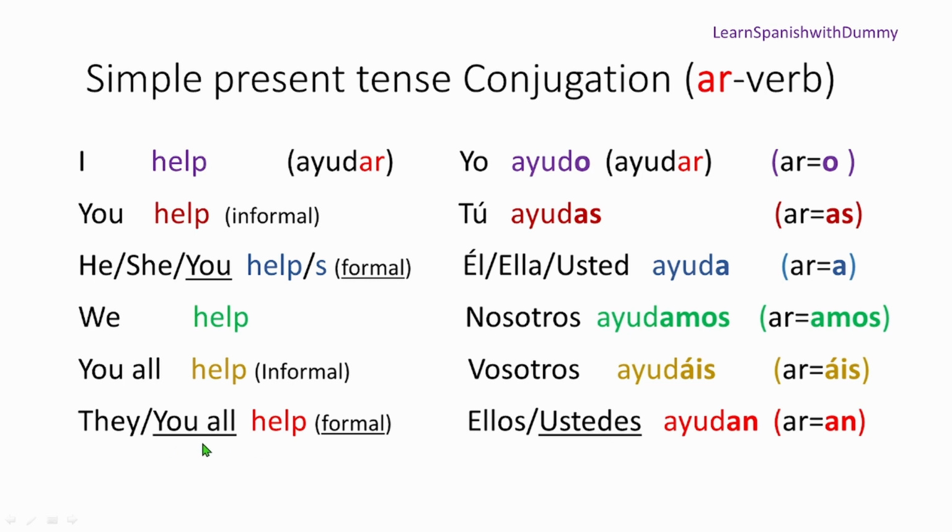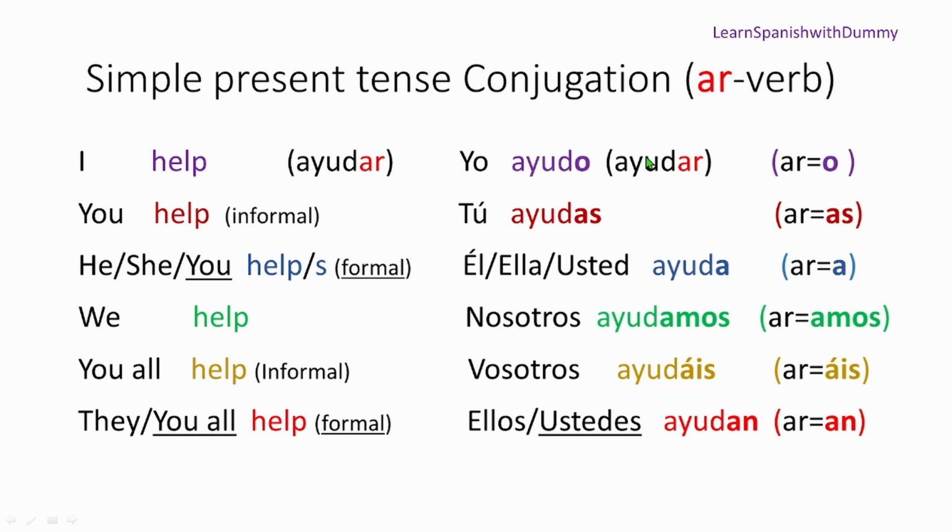Let's go to this one. They help and you all help. Now this is the formal you all. So we say ayudan, ayudan. Now AR is replaced with AN. So for they help, you say ellos ayudan. For you all help, you say ustedes ayudan. Okay, so that is it. And you may be thinking, oh, what is this? I mean, in English it's so easy, but in Spanish, why is it like that?